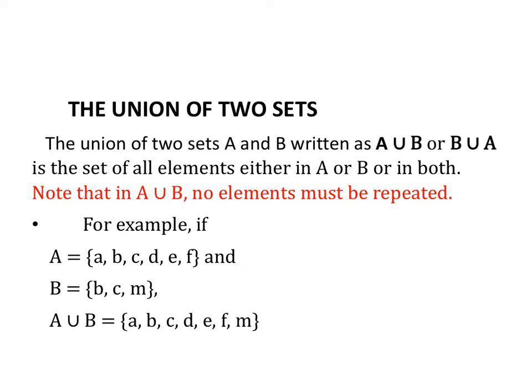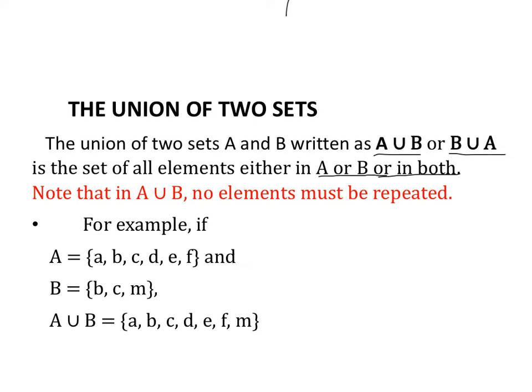The union of two sets. The union of two sets A and B, written as A union B or B union A, is the set of all elements either in A or B or in both. So they are all elements either in A, in B, or in both. Note that in A union B, no elements must be repeated. So when you are merging the two sets, no elements should be repeated.